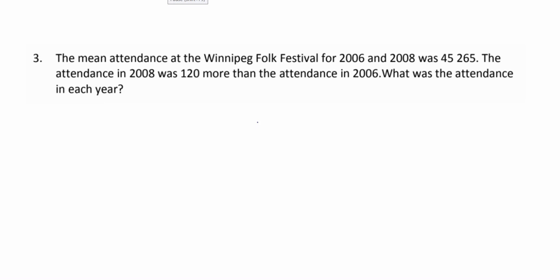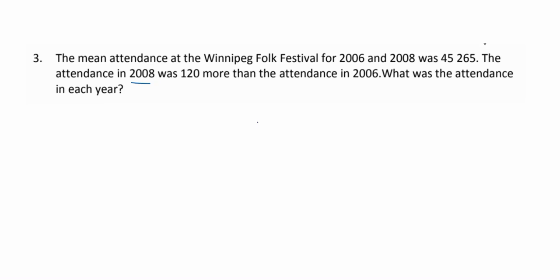A10C. So I'm just gonna go through this question on lesson 5.3. So it's number 3. Just getting it set up, I think, will be the hardest thing. So it says the mean attendance at the Winnipeg Folk Festival for 2006 and 2008 was 45,265. The attendance in 2008 was 120 more than the attendance in 2006. What was the attendance in each year?